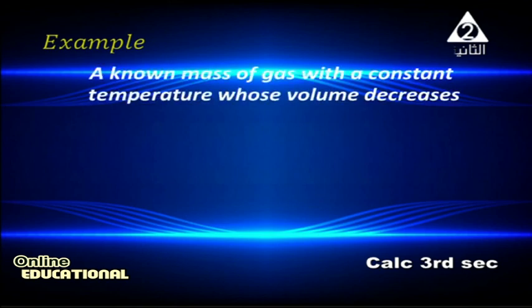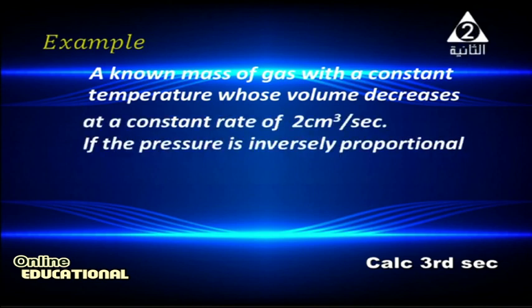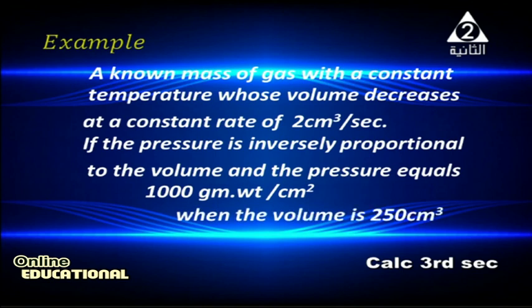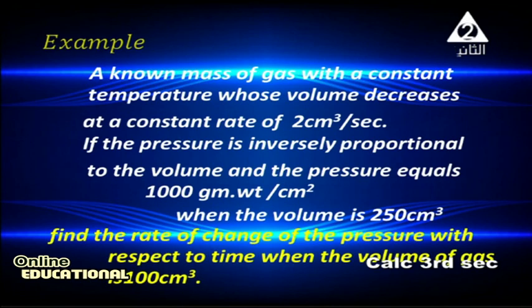A known mass of gas with a constant temperature whose volume decreases at a constant rate of 2 centimeter cubed per second. If the pressure is inversely proportional to the volume and the pressure equals 1000 gram weight per centimeter squared when the volume is 250 centimeter cubed, find the rate of change of the pressure with respect to time when the volume of gas is 100 centimeter cubed.